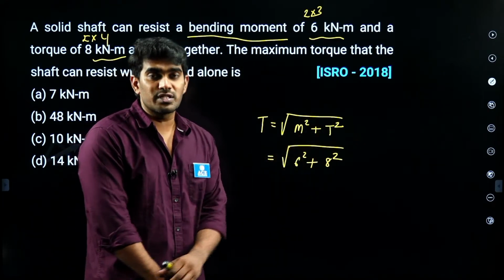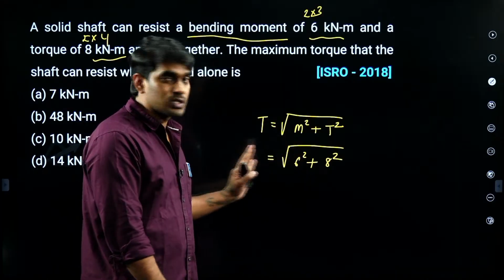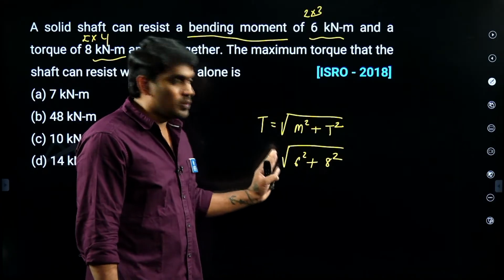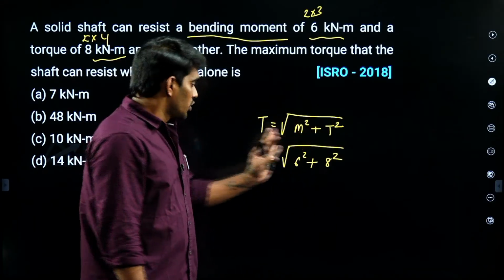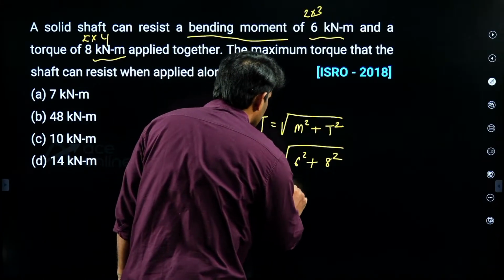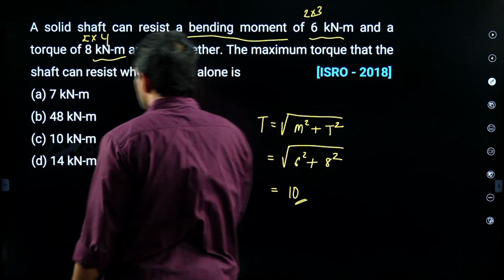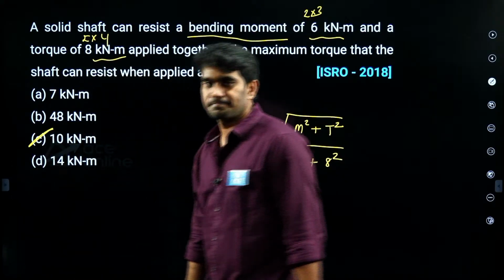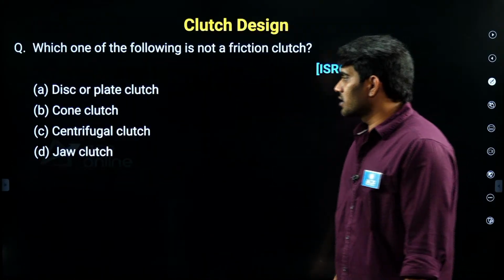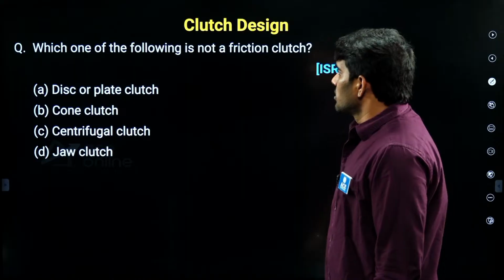Under root 3 square plus 4 square is what? Taking 2 as common, 2 goes outside. So 2 into under root 3 square plus 4 square, that is 5. 2 fives are simple. This is just 10. Yes, the answer here comes out to be 10. Very smart calculations.